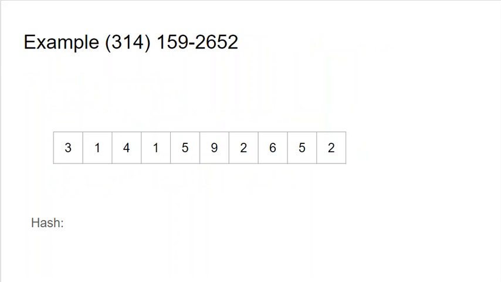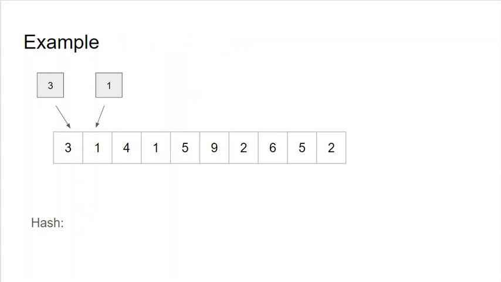So let's walk through an example here. Here's a phone number, 314-159-2652. What we're going to do is look at these digits in pairs, compute a hash digit, and append it to our result down here. So let's look at our first pair of digits. We have a 3 and a 1. We add them together and we get 4. That's our hash digit, and let's take our 4 and append it to our hash.